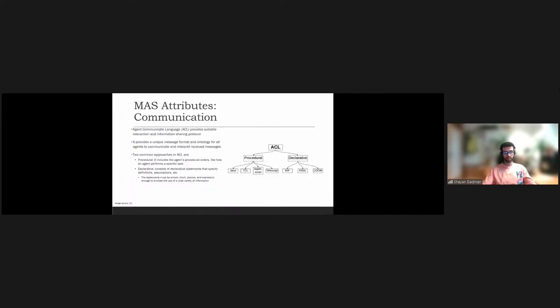Agent communication language provides a suitable interaction and information sharing protocol, which makes the agents able to communicate with each other. It provides a unique message format and ontology for all agents to communicate and interpret received messages. Two common approaches in ACL are procedural, that includes the agent's procedural orders, like how an agent performs a specific task, and declarative, that consists of declarative statements that specify definitions, assumptions, etc. The statements in the declarative approach must be simple, short, precise, and expressive enough to enclose the use of a wide variety of information. On the right-hand side, we can see the ACL protocols, procedural and declarative, and then the instances of these protocols.